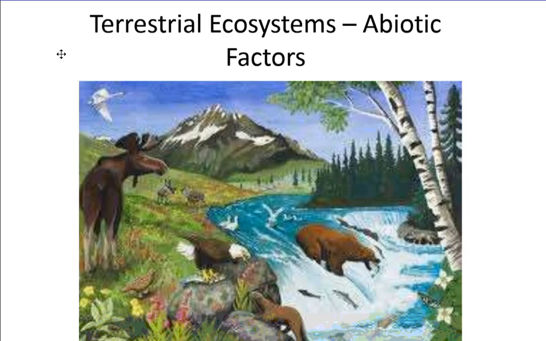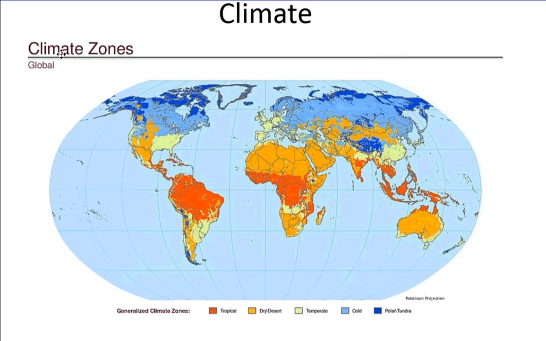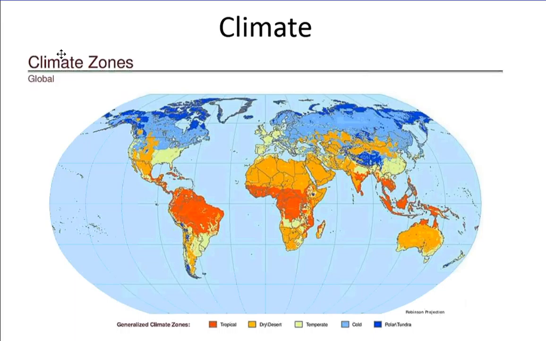Some abiotic factors concerning terrestrial ecosystems. The main three that I want to look at are climate, weather, and nutrients. And all these things can be kind of encompassed into different biomes depending on the climate and depending on the weather. Climate is basically the average temperature and precipitation in an area over time.